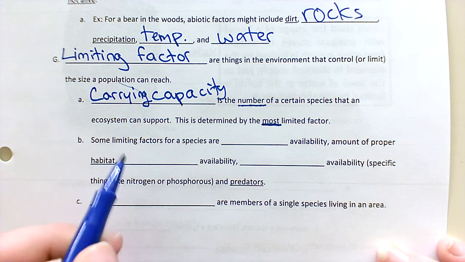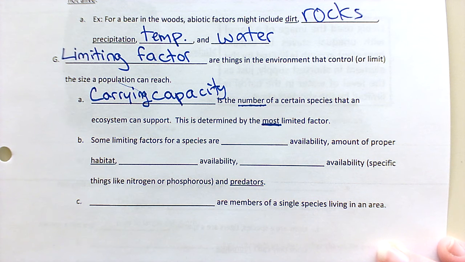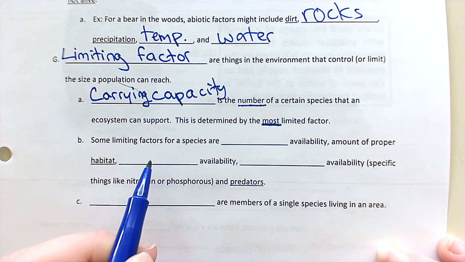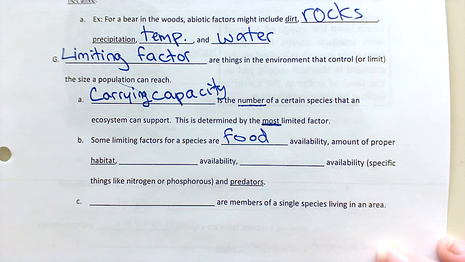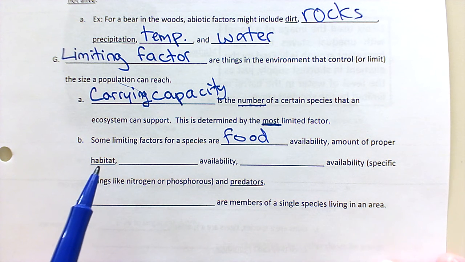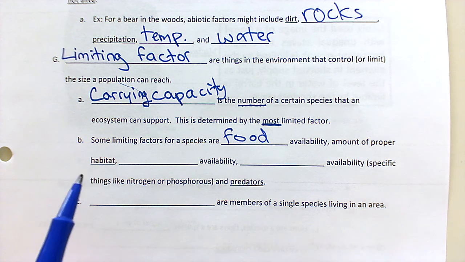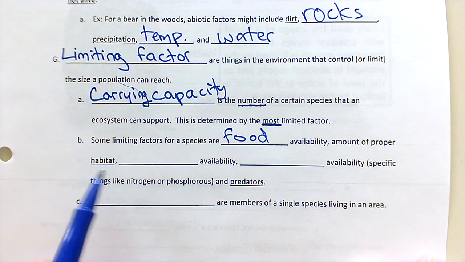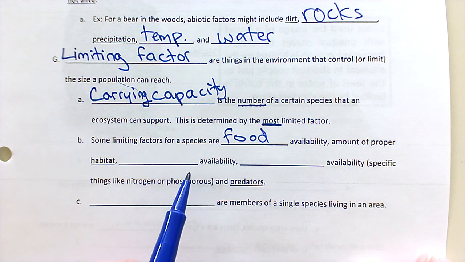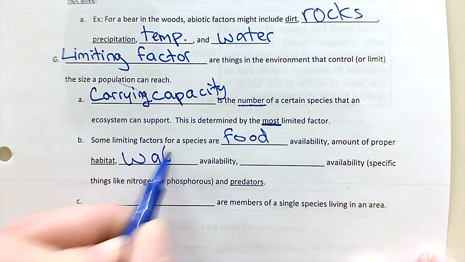So again, some of these are going to be a repeat of our abiotic and biotic factors. So things like food. Everybody's got to have food. Amount of proper habitat. So it doesn't matter how much land there is. If you're an animal that has to live in a tree, you got to have the appropriate habitat to be living in. What else has got to be available? Water.